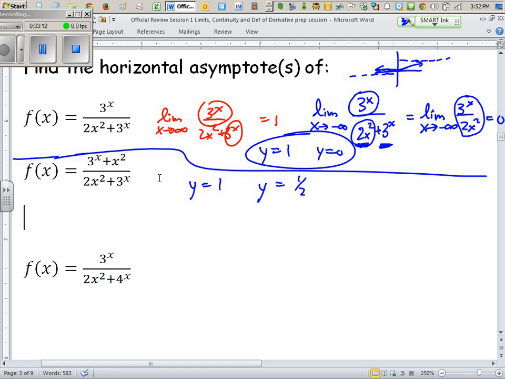Yes, y equals 1 and y equals a half. If you're going with positive large x's, you can see it'll be 3 to the x over 3 to the x. If you're going with negative x's, these guys don't matter, and you get 1/2. Good. So exponentials tend to vanish when x gets very small, or very negative. How about this next one?